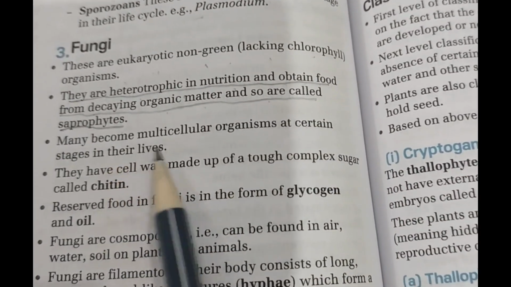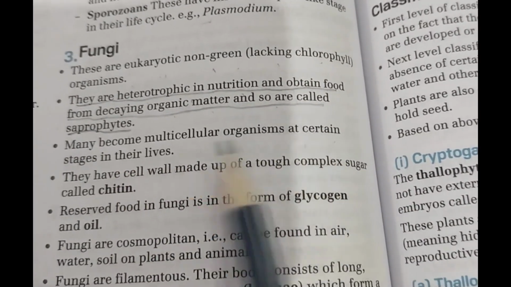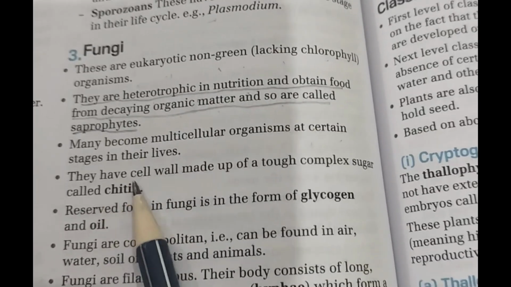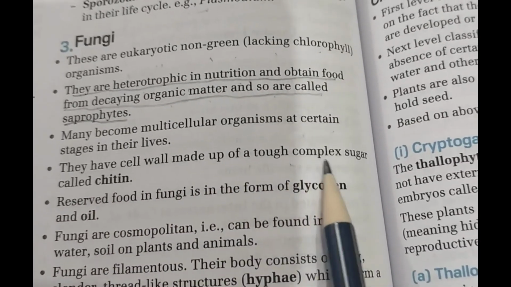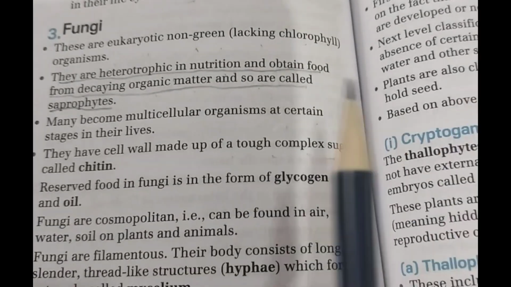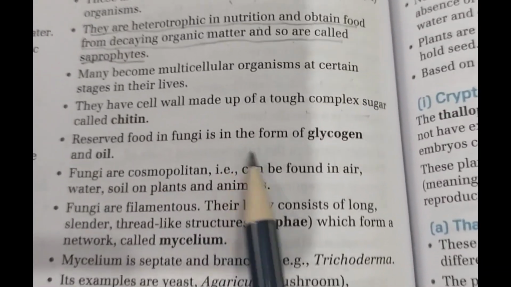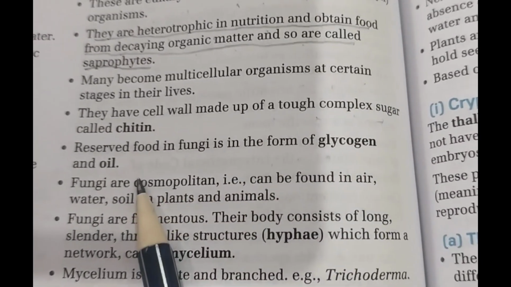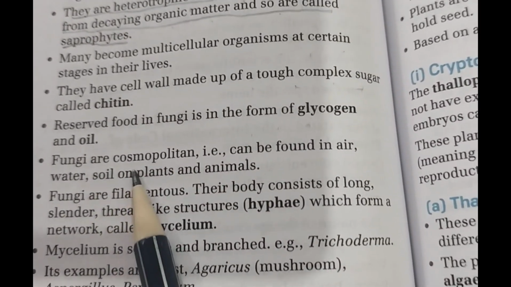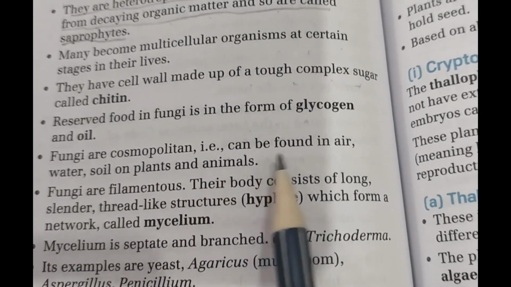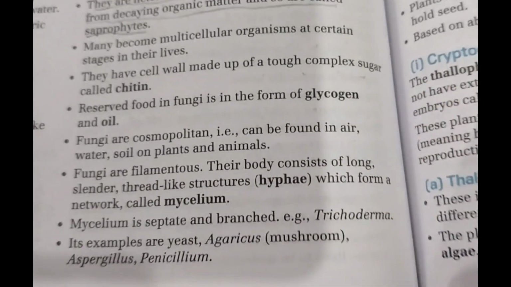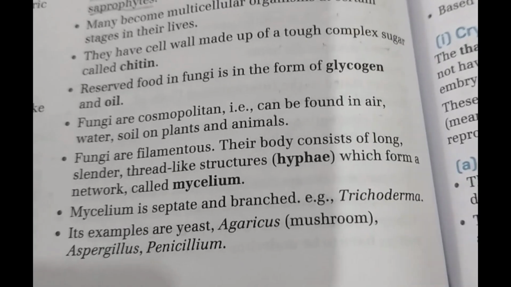Many become multicellular organisms at certain stages in their life. They have a cell wall made up of a tough complex sugar called chitin. Reserve food in fungi is in the form of glycogen and oil. Fungi are cosmopolitan, that is, they can be found in air, water, soil, on plants and animals.